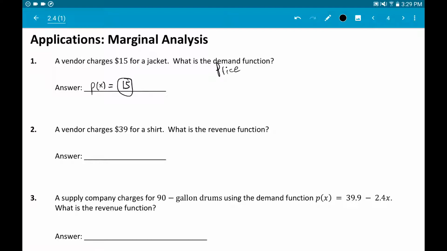Question 2 looks similar to question 1, but look at what it's asking. Vendor charges $39 for a shirt. What's the revenue function? Okay, so remember, revenue was X times price. So in our case, X times the price is $39. It's going to be 39X. Again, on Hawks, you just type the 39X part.